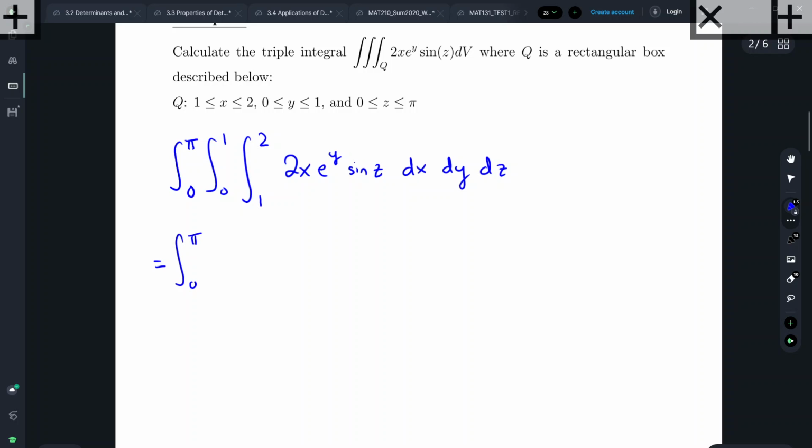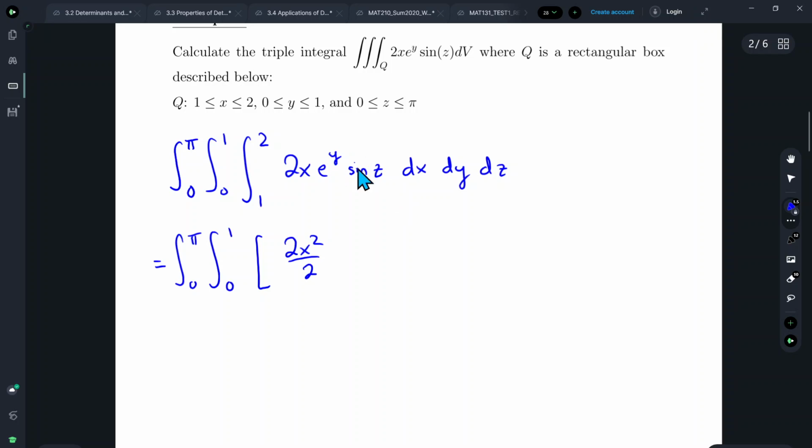Okay, so first we integrate with respect to x. So the outer two integrals stay the same. So we take the antiderivative with respect to x, right? So this will be 2x squared over 2. And then we're thinking of y and z as constants, so this stays the same, right? So that's just e to the y sine z. And then evaluated from 1 to 2.